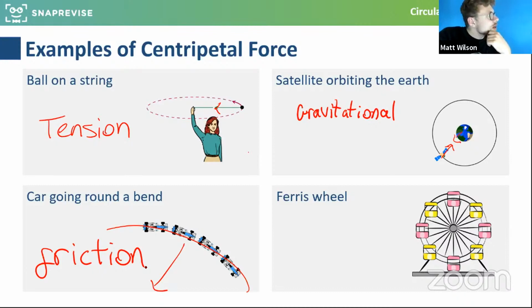Now, Ferris wheels are an interesting and slightly more ambiguous one. There's actually more than one answer to the kinds of forces that are giving you a centripetal force here. So Ferris wheel, I've got some carriages going around, something like the London Eye, for example, or just any of these kind of circus rides. What are the forces that can point a carriage towards the center? What kind of forces are there? What are the centripetal forces for a Ferris wheel?